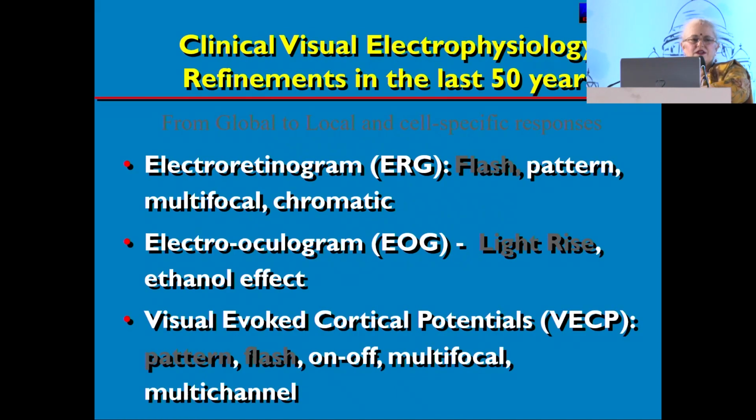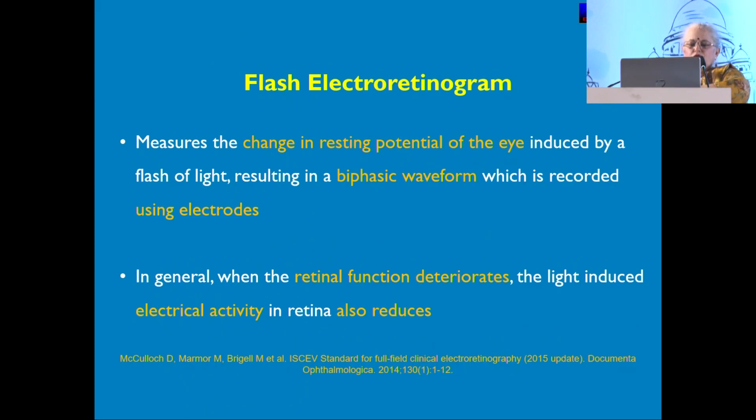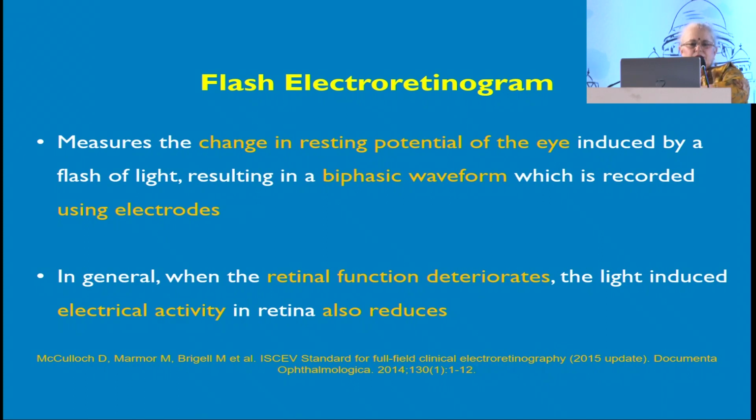So the clinical visual electrophysiology has undergone a lot of refinement in the last more than 50 years, and now we have multiple ways of studying the function of the retina. What is important to know is that whenever we put a flash of light on the retina, there is a change in the resting potential of the eye, and this will result in a biphasic waveform which is recorded using the electrode. So we're not putting any electric current into the eye, but we are just picking up the signals from the eye and magnifying them so that we can study them.